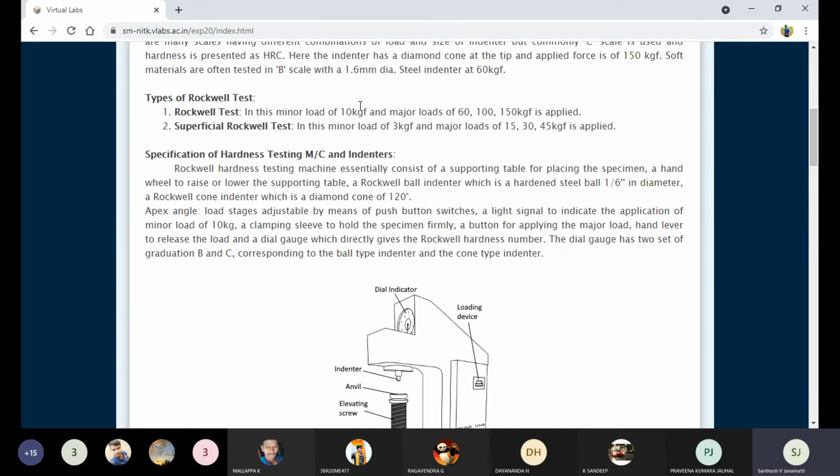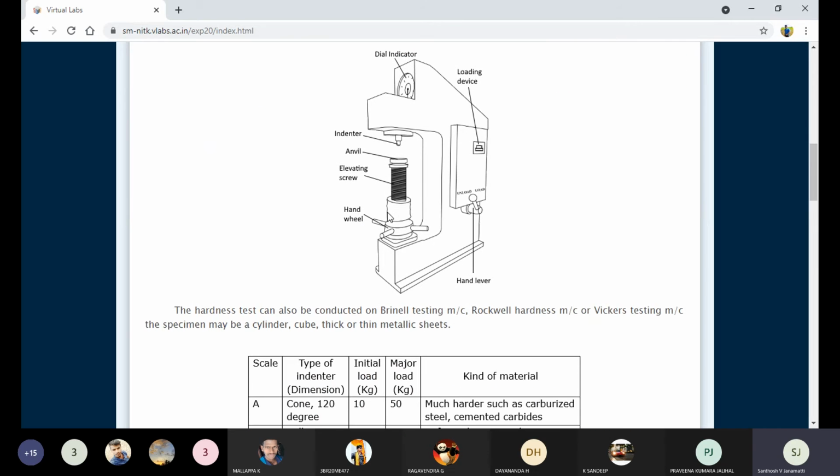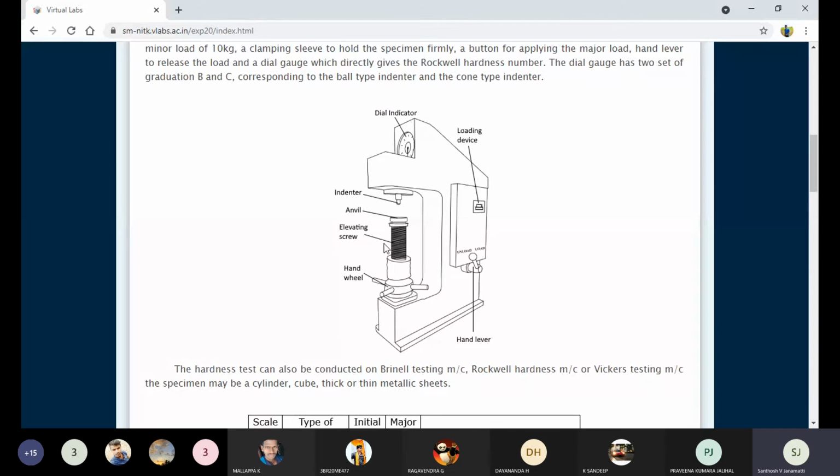Coming to the minor load, I would like to explain through this figure. This is the image. We can see the Rockwell hardness machine. See here the loading device, everybody can see this. Beside the machine we have one unit, which is the loading device or loading unit. Here the number of load settings are there: 60, 100, 150. Based on your selected material, if it is aluminum, you can set 60. If it is steel, you can set 100. If it is cast iron, you can set 150. Depending upon the material, you can select the load.